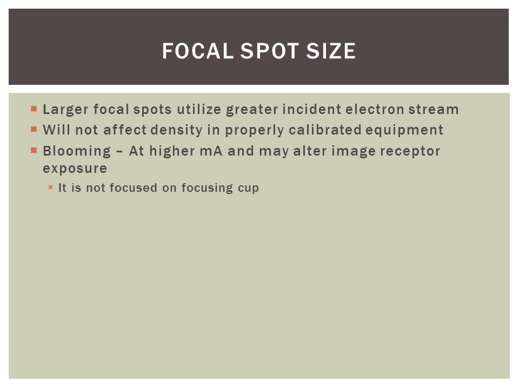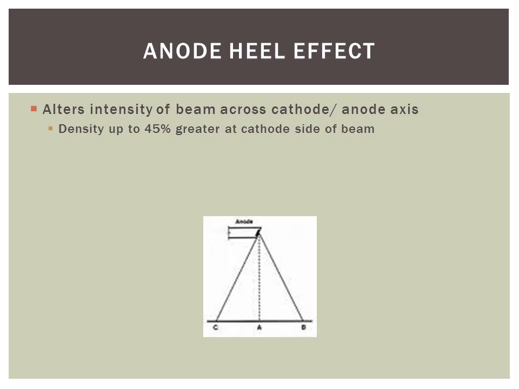Focal spot size. The larger focal spot utilizes a greater incident electron stream than the small. It will not affect density if the equipment is properly calibrated. If not, it should be reported as part of quality control procedures. If seen, replacement of the tube may be indicated. Blooming: at higher mA, it may alter image receptor exposure. It is not focused on the actual focusing cup. It is rare to actually see with density.